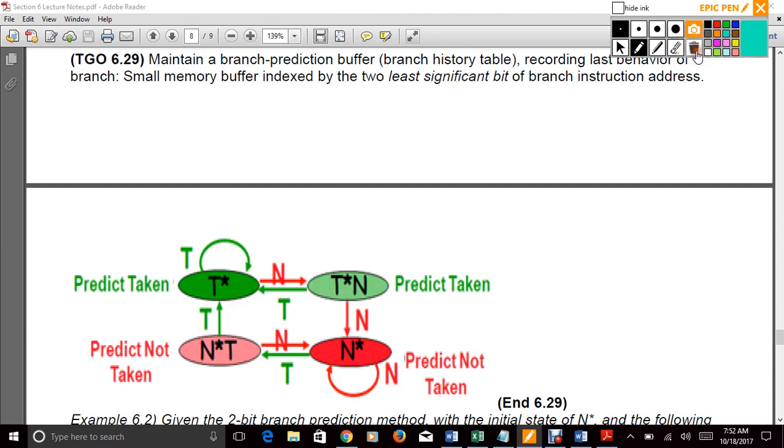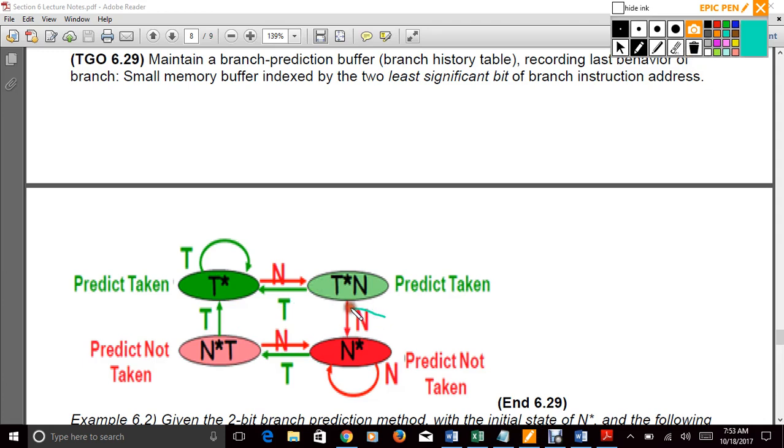So if I have taken, I'm at taken star and it's not taken, then I go here to taken star N, but I'm still going to predict taken. So I'm going to predict taken, and if it's taken, we just go back here. Right? If we start at N star, what's going to happen is that the branch has to be taken twice before we get up here.